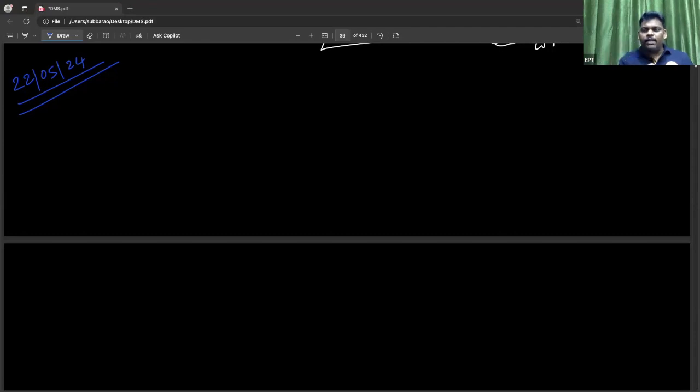Please let me know. G1 graph complement is G2. G1 graph contains 7 edges. G2 contains how many? Can anyone say to me? Can anyone guess? Any guess?